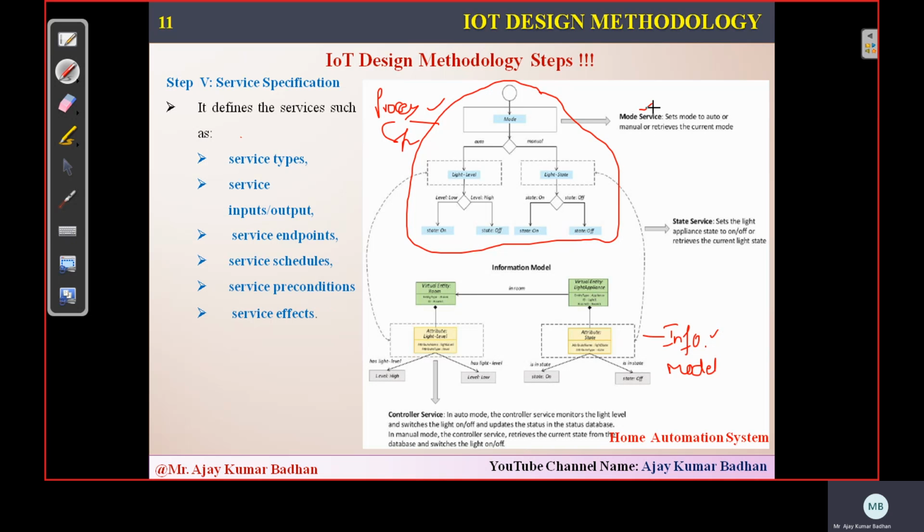So using the information model and process specification, what are the different services provided that we are representing here? Basically there are three services represented here. One is a mode service. Mode means we need to set the mode either to automatic or manual. That service is provided by this particular process specification.